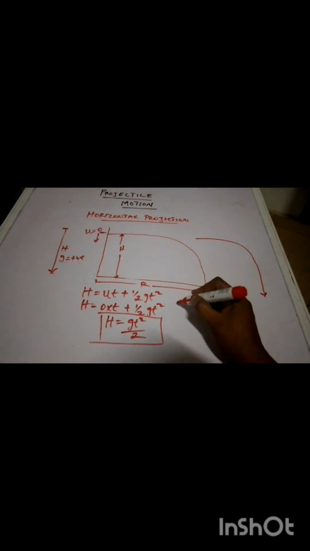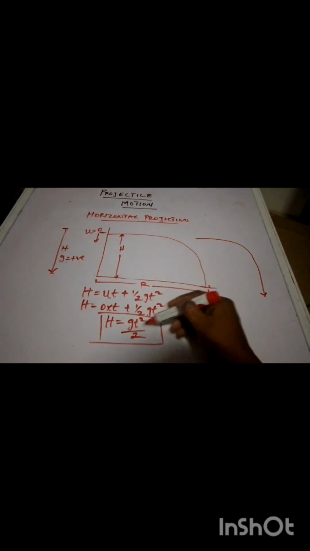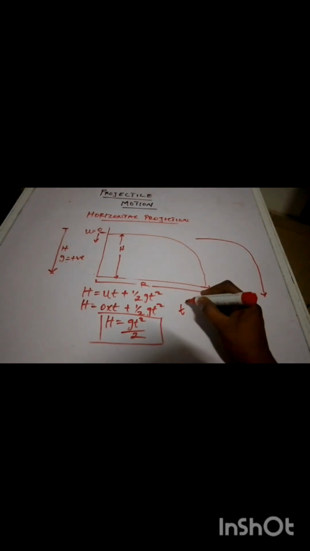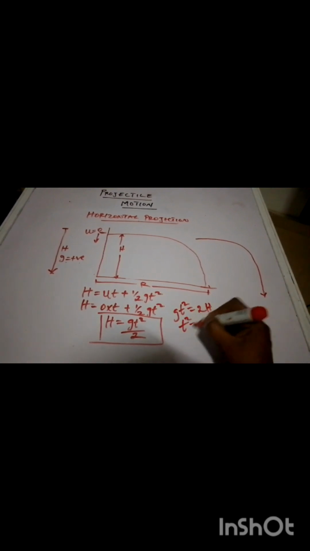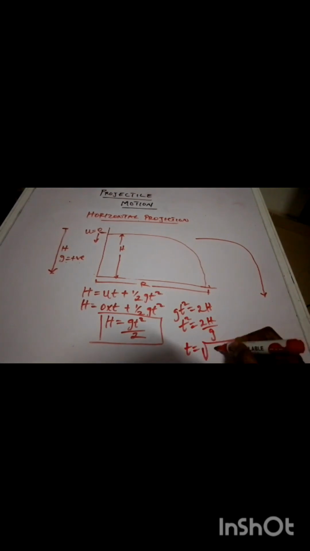So let's find the time. To find time, just make t the subject of the formula. gt² equals 2h, so t² is going to be 2h over g. So let's make t the subject of the formula now. t is going to be the square root of 2h over g.